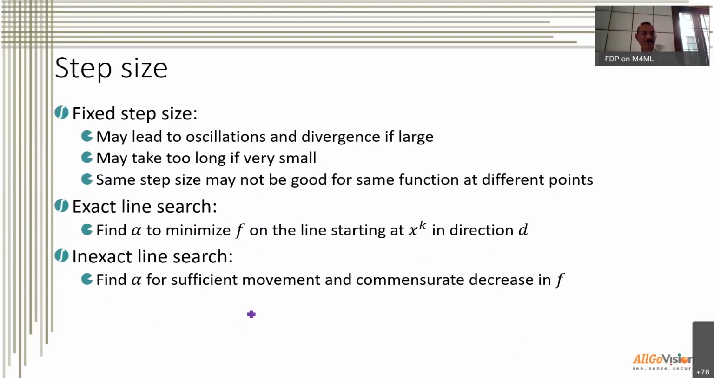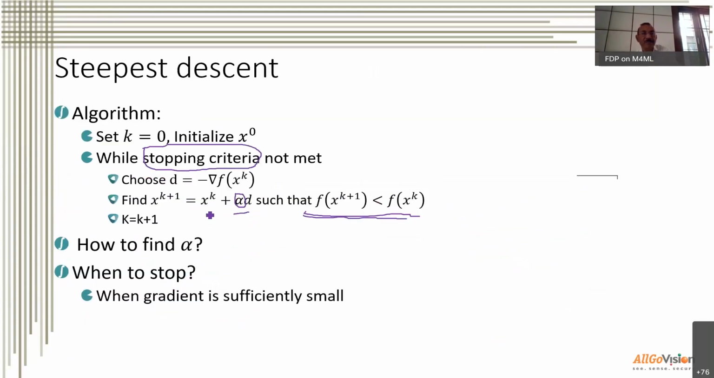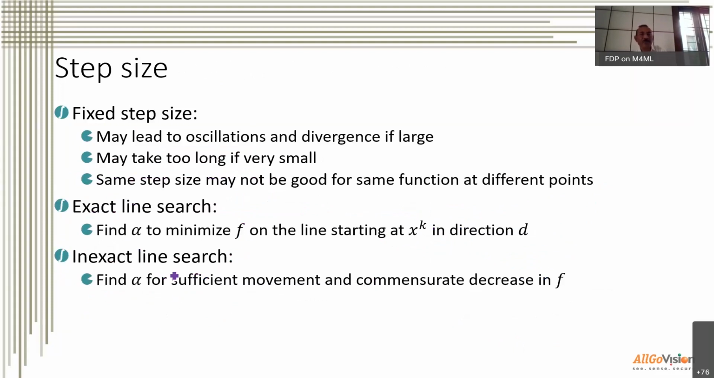So that's the fixed step size thing. And then one more method is to do exact line search. So what you do is, in the direction of alpha d from xk, you find alpha so that in that direction, this function is completely minimized. Whatever is the minimum value of that, you find out, right? So that's called exact line search. So you find alpha to minimize f on the line starting at xk in direction d. Now the problem with this is this may become really too much compute intensive.